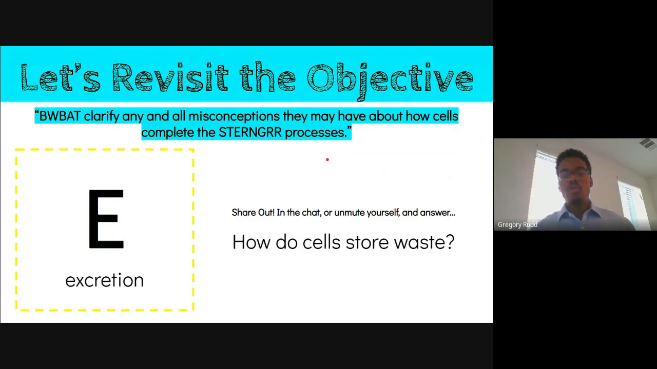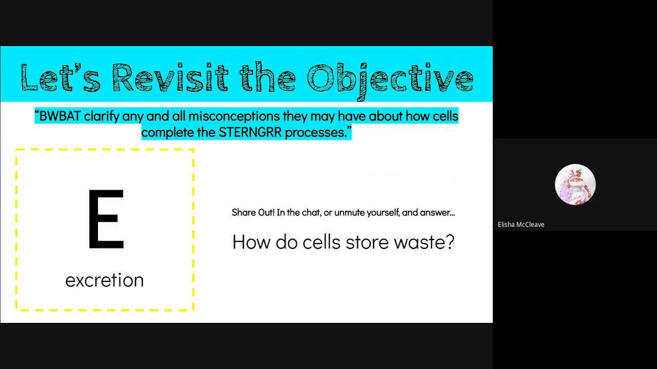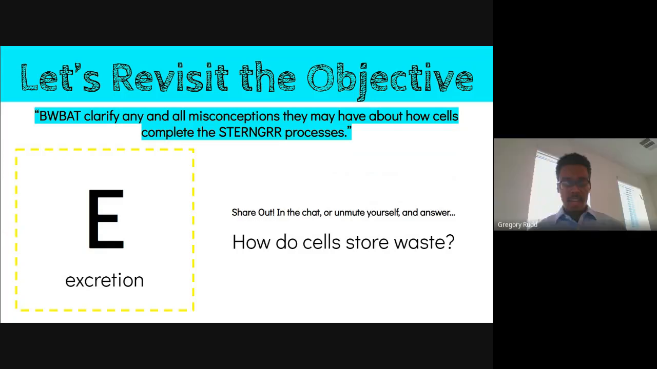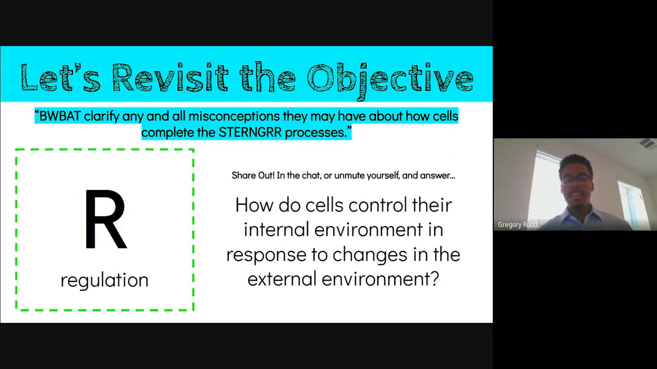Excretion. How do cells store waste, or where is waste stored? In the vacuole? Yes, good. That's all we need to say about that. Regulation. How do cells control their internal environment in response to changes in the external environment? What kind of stuff do they do to do that? I want to push your critical thinking skills here.